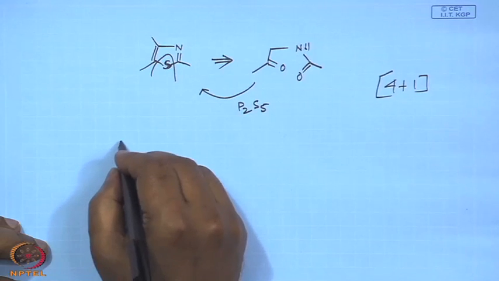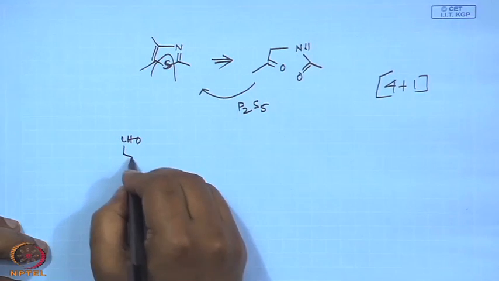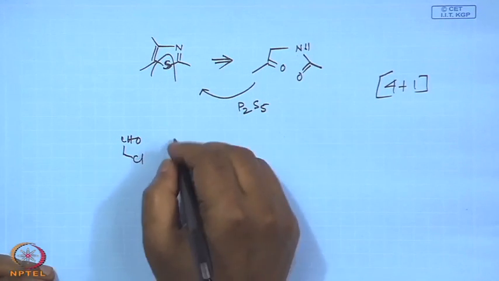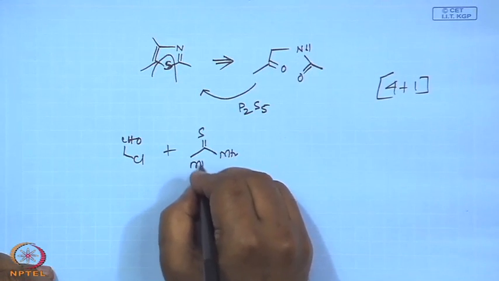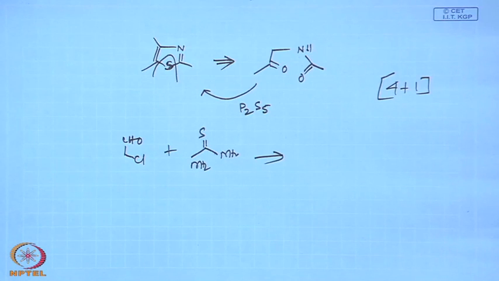There are other ways to look at thiazole chemistry, the sulfur source. Sulfur source is commonly thioacetamides, thioamides one of them, and another sulfur source is thiourea. Okay. So, for example, I will just give you one 3 plus 2. For example, if you take chloroacetaldehyde and thiourea, so what do you expect?